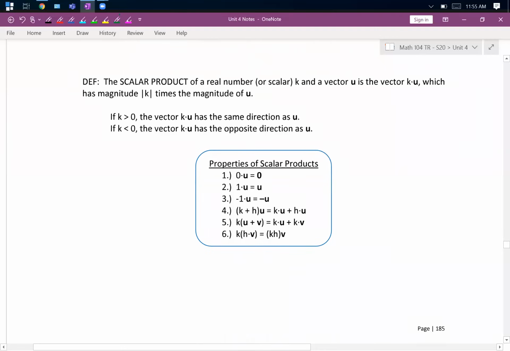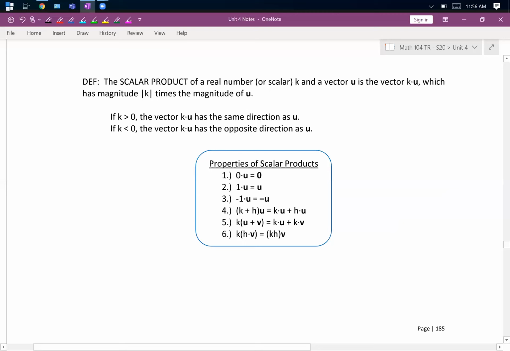The scalar product of a real number, or scalar k, because sometimes we don't say real number, we'll just call it a scalar number. So the scalar product of a real number k and a vector u is the vector k times u, which has a magnitude of the absolute value of k times the magnitude of u. So that scalar just makes our vector get longer. How much longer? Well, k times longer. Magnitude, though, we always talk about in terms of a positive number, so that's why it said that the magnitude is the absolute value of k times longer than the magnitude of u.